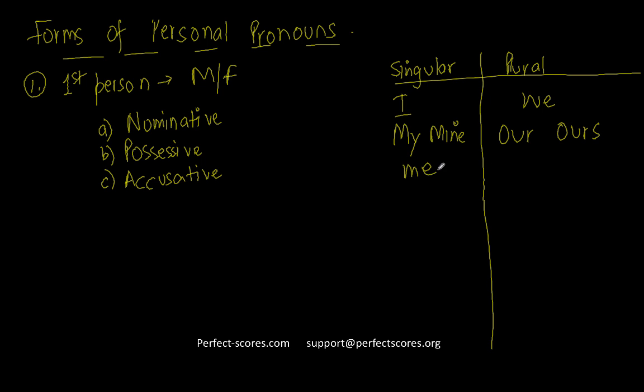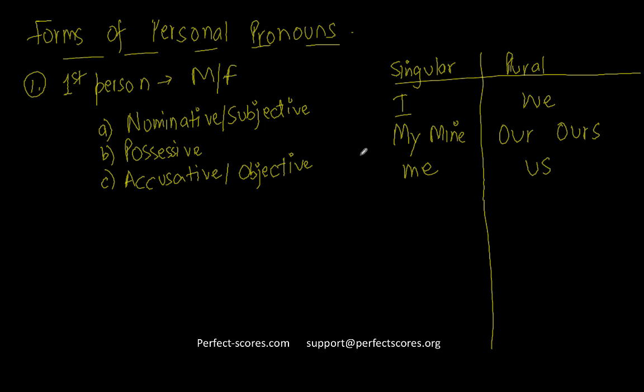Don't talk to me. Don't talk to us. So sometimes the nominative is also known as the subjective. And if you remember from the videos on the subject and predicate, subject is given to the thing or the word that is doing the action. I am talking to you. So I is the subject. But when you are talking to me, then I become the object.